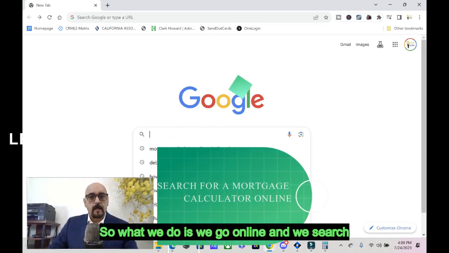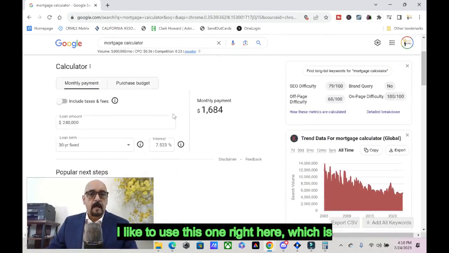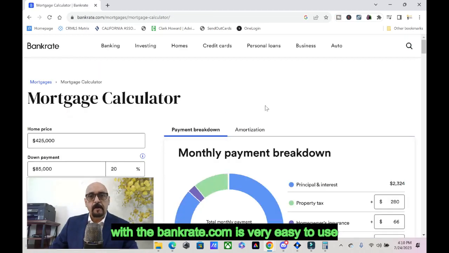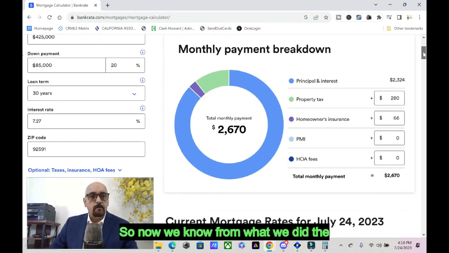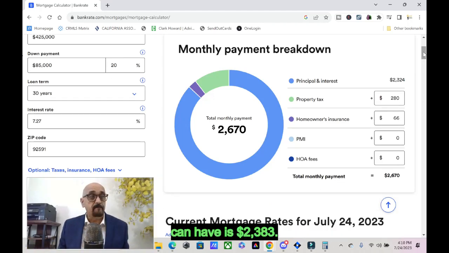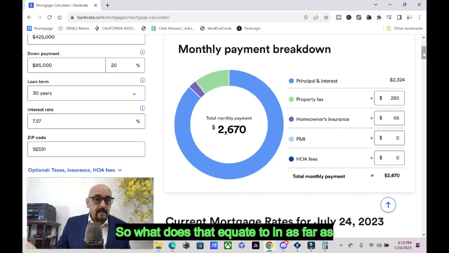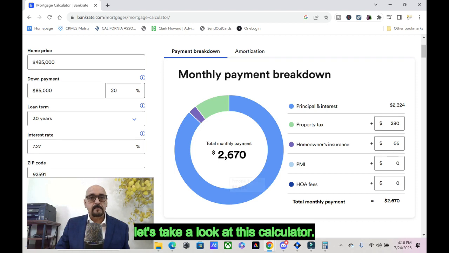So what we do is we go online and we search for mortgage calculator, and a whole bunch of them pop up. I like to use this one right here, which is with bankrate.com. It's very easy to use. It breaks it down into its basic elements. So now we know from the calculations we did on the whiteboard that the maximum monthly payment we can have is $2,383. So what does that equate to as far as maximum purchase price? Well, let's take a look at this calculator.